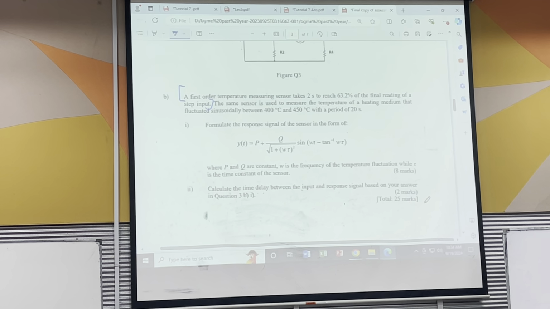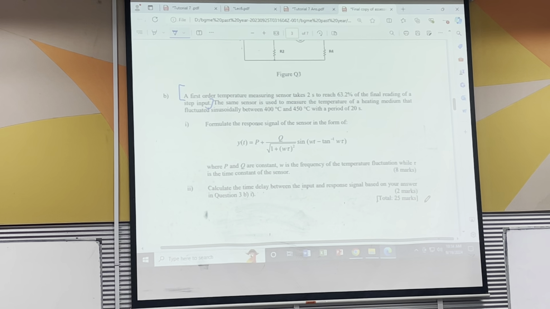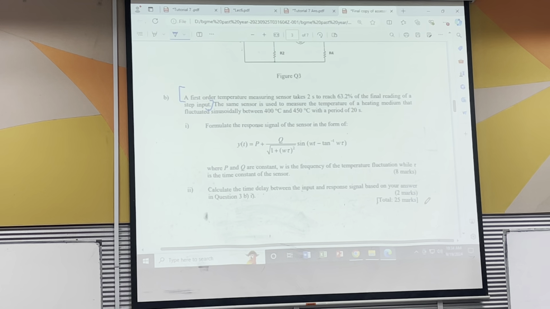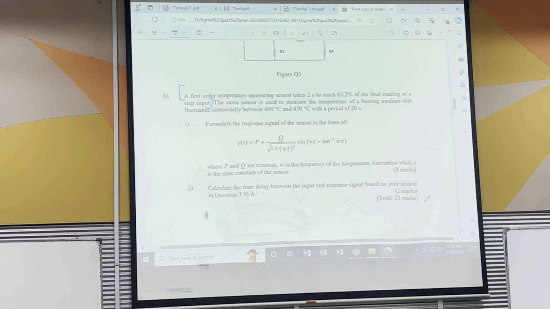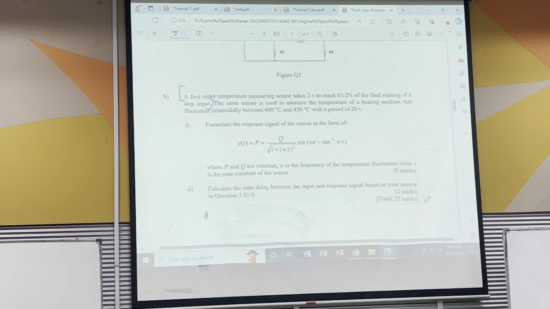Yeah, it's first order and then what information can you get from here? It takes 2 seconds to reach 63.2% of the final reading.